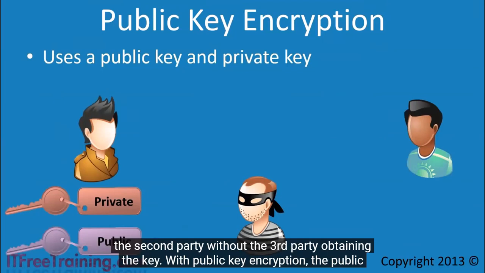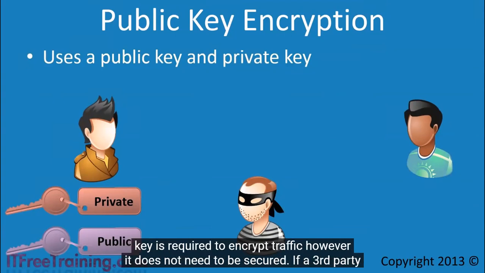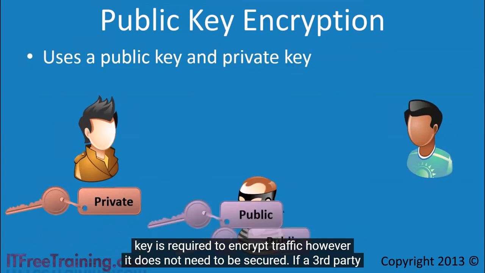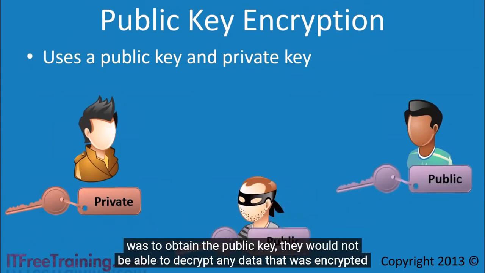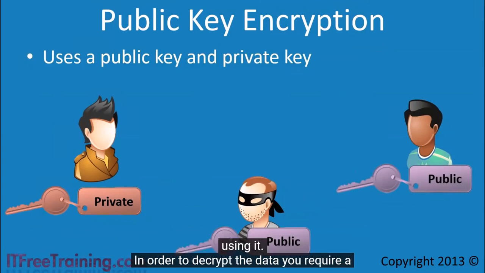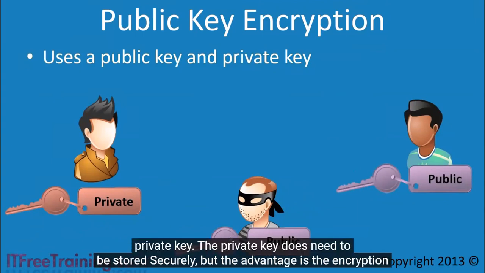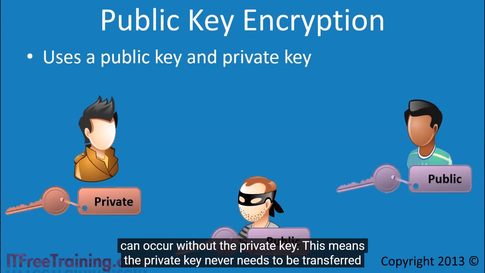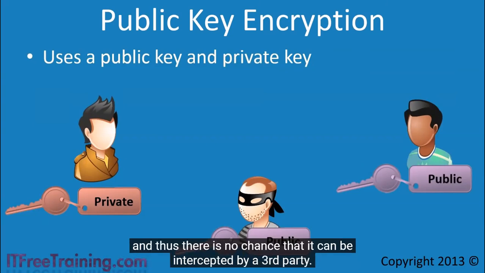With public key encryption, the public key is required to encrypt traffic, however, it does not need to be secured. If a third party were to obtain the public key, they would not be able to decrypt any data that was encrypted using it. In order to decrypt the data, you require the private key. The private key needs to be stored securely, but the advantage is the encryption can occur without the private key. This means the private key never needs to be transferred, and thus there is no chance that it can be intercepted by the third party.